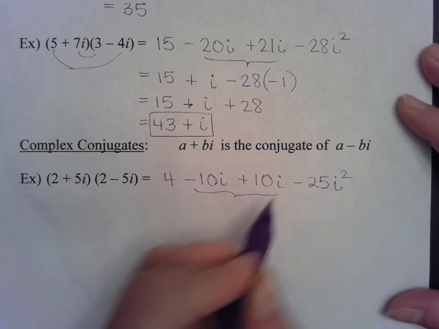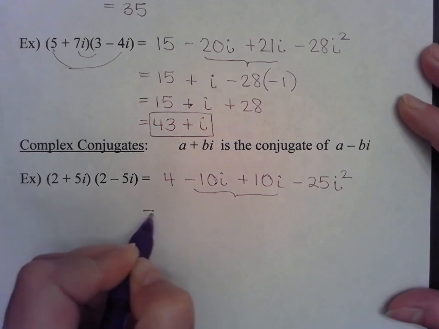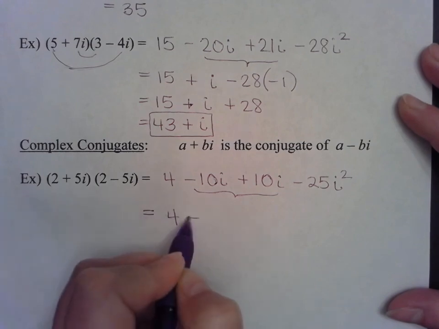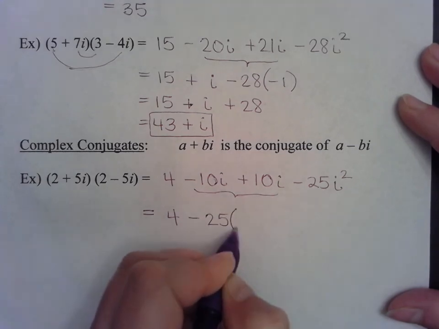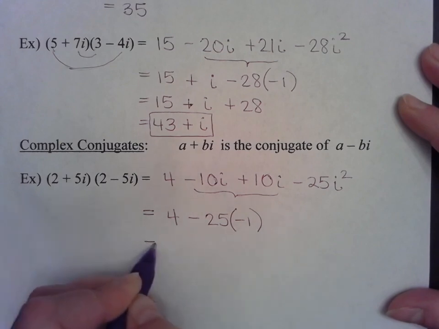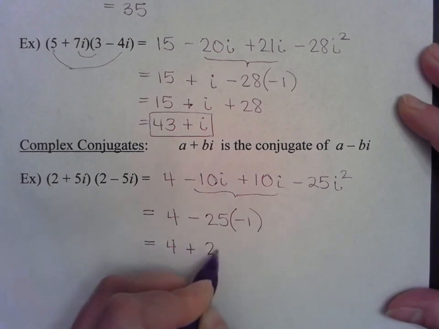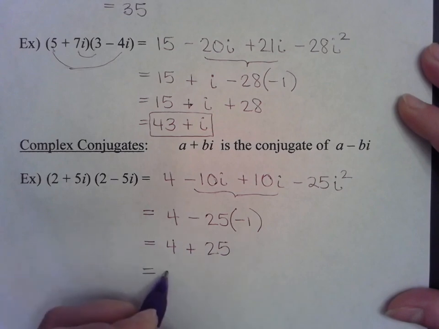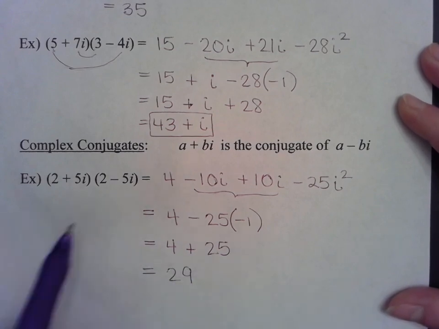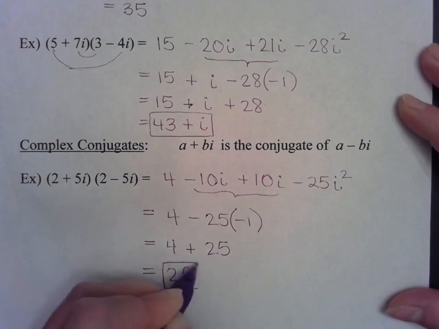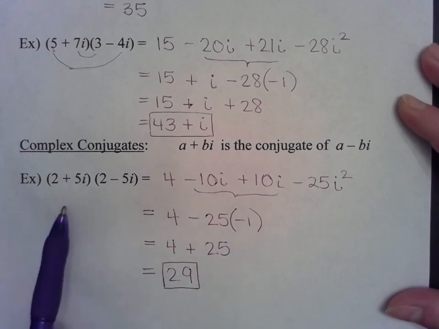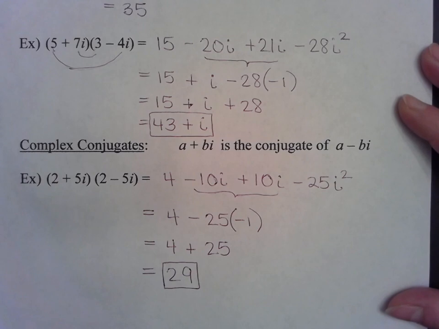These two terms in the middle add to be 0. That's what makes this a little bit special. So I'll have 4 minus 25. I have an i squared, so that's actually -1. So really this is 4 plus 25, or 29. So notice I took two complex numbers, I multiplied them together, and I got a real number as a result. And so that's what makes multiplying conjugates special, right? We have removed the i, or the imaginary part, by doing that.